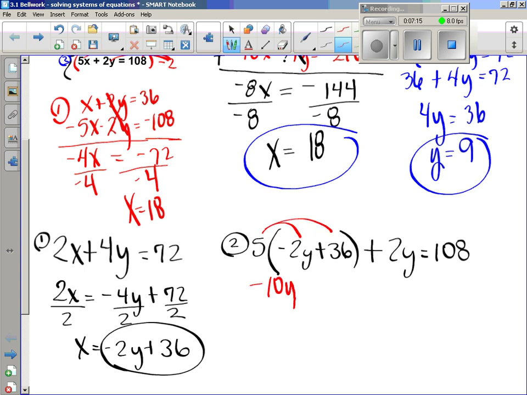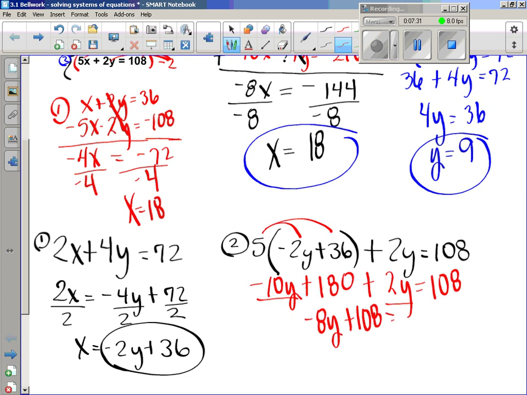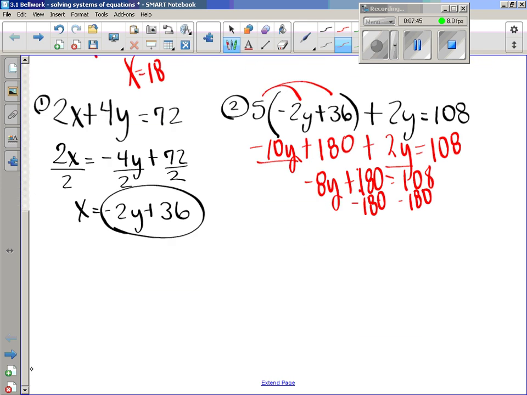So we get negative 10y plus 5 times 36 is 180 plus 2y equals 108. Negative 10y plus 2y is negative 8y plus 180 equals 108. Sorry, that's 180. Little dyslexic there today. Subtract the 180. And so we have negative 8y equals negative 72. Divide by negative 8, and y is equal to positive 9.